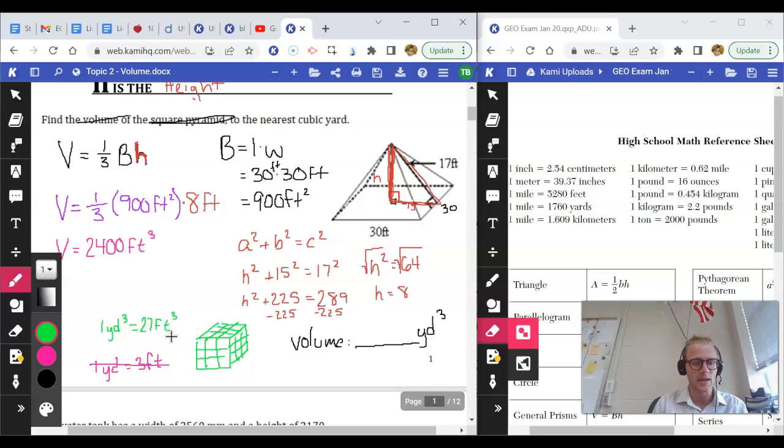See, caught my mistake. So we've got 27, and we can see that each layer here is 9 cubes, 1, 2, 3, 4, 5, 6, 7, 8, 9, and we have 3 layers of that. So there'd be 27 feet cubed. So now to convert, let's put that in pink again. We got 2,400 feet cubed.